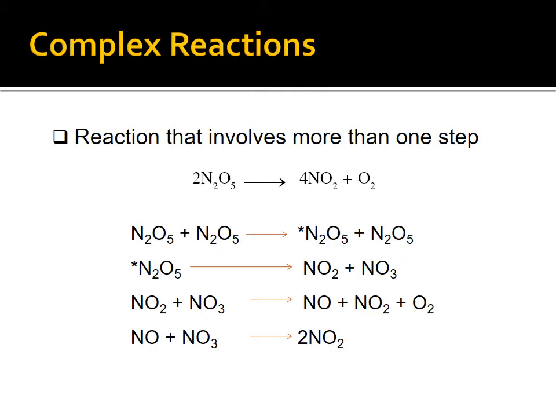Next type of reactions are complex reactions. In complex reactions, the reaction takes place through different steps. In these examples, you have 4 steps to the final products. Therefore, complex reactions have several steps to complete. This kind of complex reaction has a rate determining step.